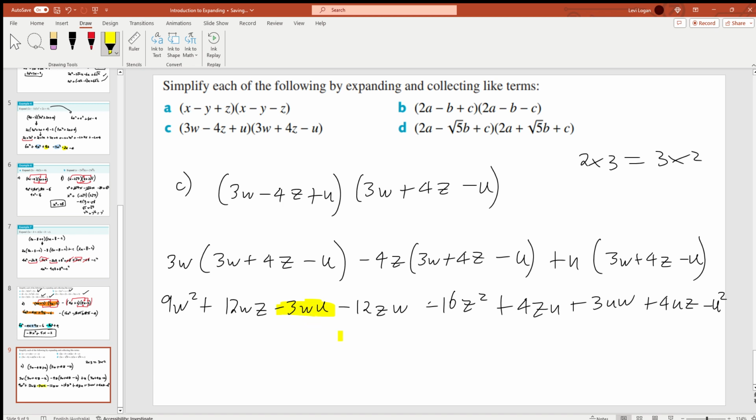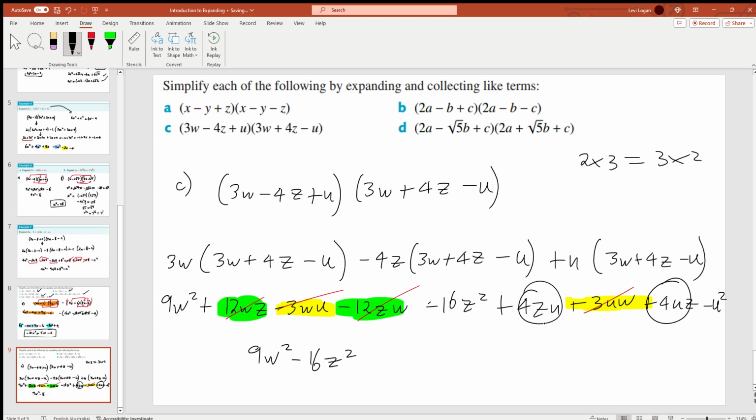That same as that, so they can get cancelled out. What else? This is the same as that. They can get cancelled out as well. And that's about it. This is a like term with that, but they're not opposite signs, so you can't cancel them out. So what we're left with is 9w squared minus 16z squared plus 8zu. And what was the last term? Oh yeah, minus u squared. And that's it for C.